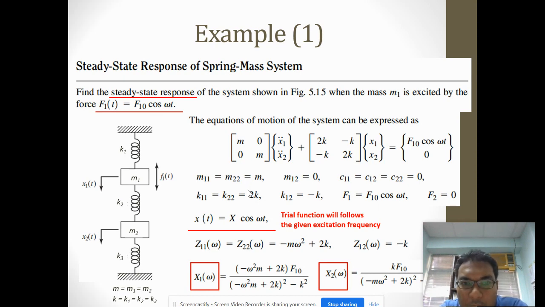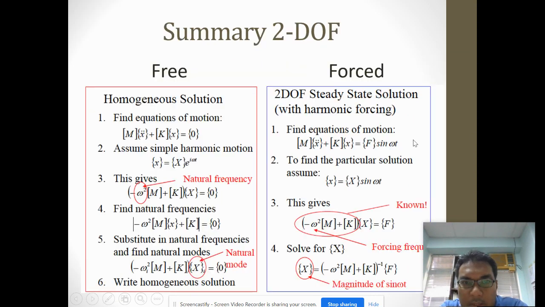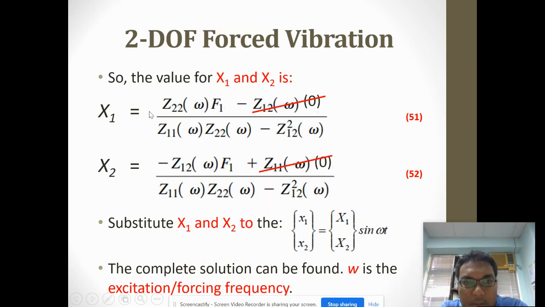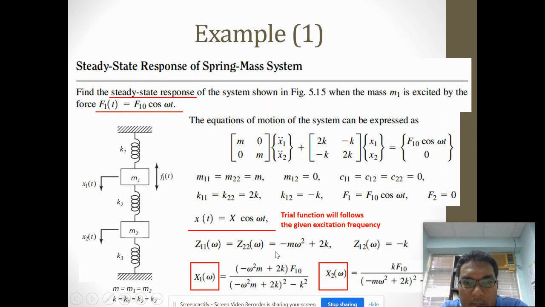Okay, so later, when you come to the solution, you will get like this. It's similar to what you have shown before here. The same method can be used.